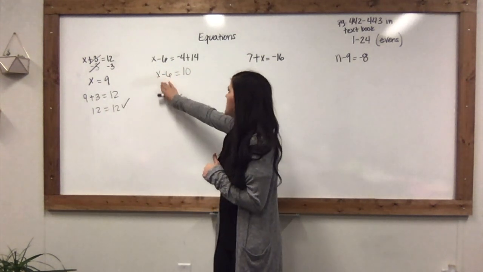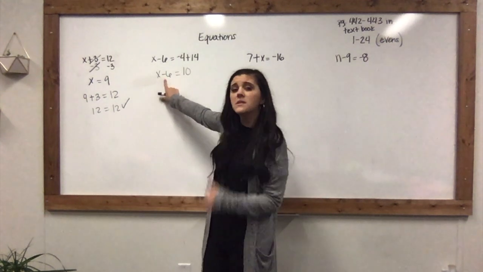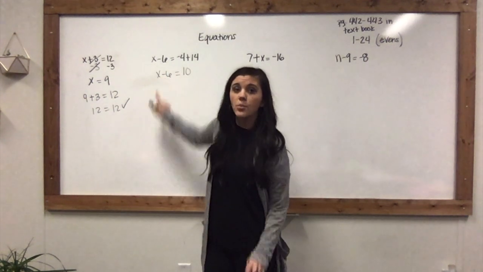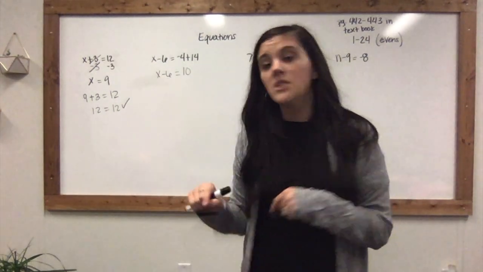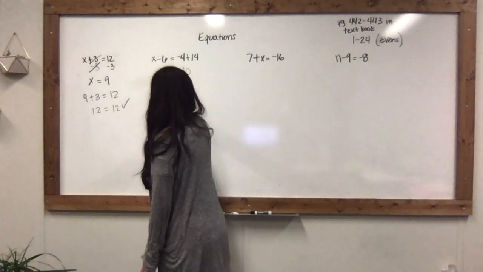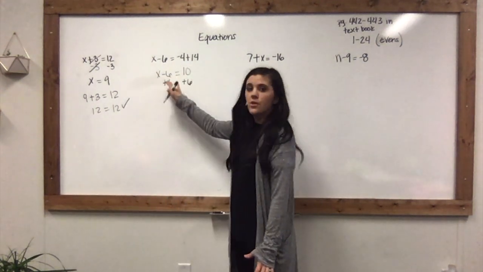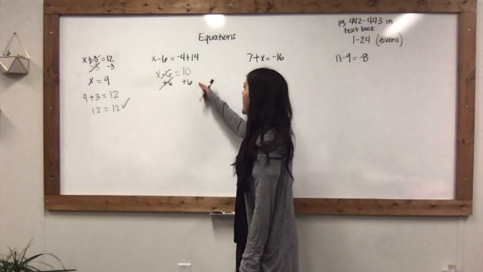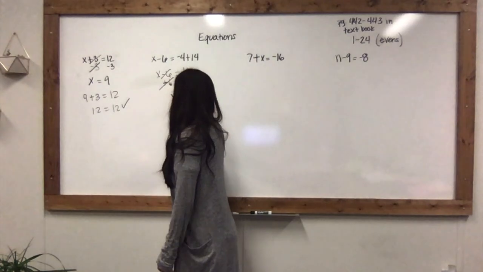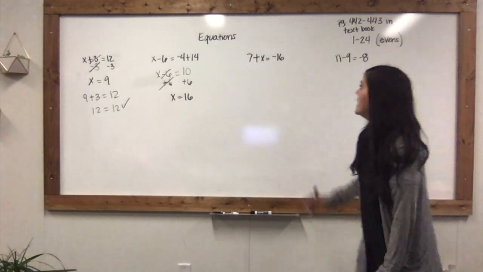When I move this 6 to the other side of the equation, this is being subtracted from this side. So remember, I always want to do the opposite. The opposite of subtraction is addition. So now I'm going to add 6 to both sides of the equation. When we add 6 over here, these two cancel out, okay? When we add 6 over here, we get x equals 16. Easy peasy? Okay, let's move on.